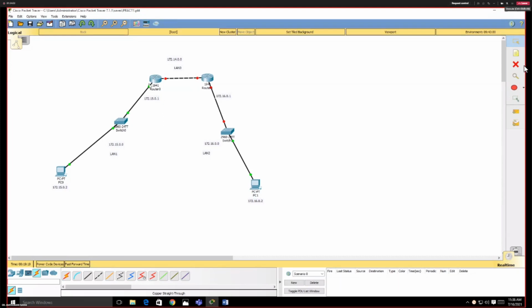So router 0 requires 2 networks. Router 1 requires 2 networks. So if you already use 172.15, you cannot use it at any other place. If you already use 172.16, then you cannot use it at any other place.